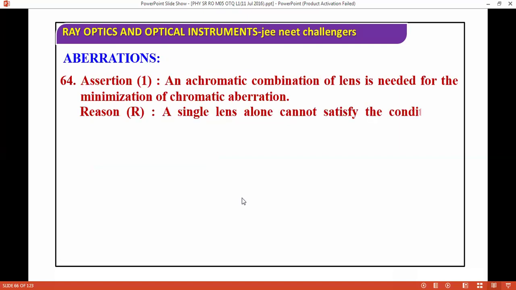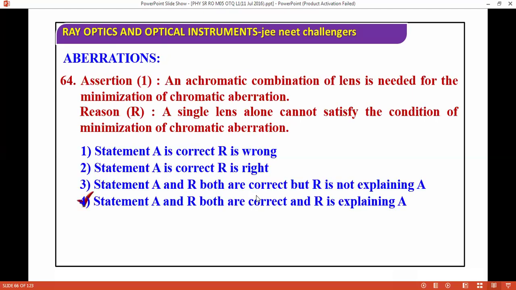Next question we have: an achromatic combination of lenses is needed for the minimization of chromatic aberration, and a single lens alone cannot satisfy the condition of minimization of chromatic aberration. What's the correct answer? Both are correct. An achromatic combination of lenses is needed for the minimization of chromatic aberration. You know what chromatic aberration is, and a single lens alone cannot satisfy the condition of minimization of chromatic aberration. Yes, it's correct.